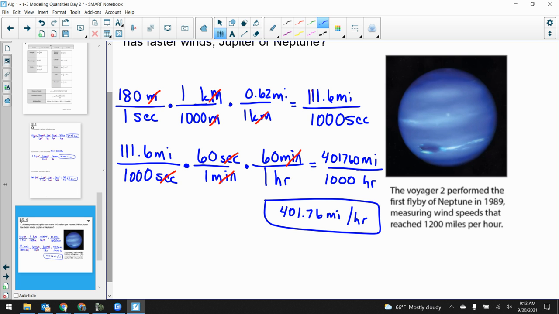So which is faster, Neptune or Jupiter? Neptune by a lot, by a mile. No pun intended. By a lot. It's a lot quicker. It's only almost 3 times as quick, right? We got one more example on the back.